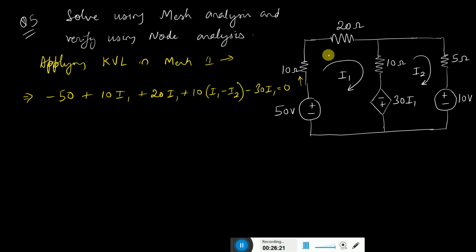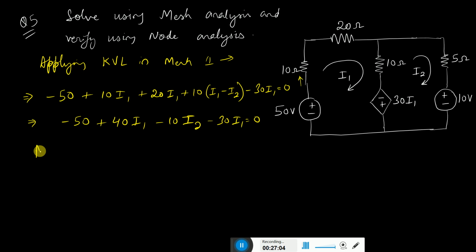Nowadays you can simply rewrite this without adding like this. You can write minus 50, because the minus is encountered first, then you move on: 10, 20, 10, how much is it? 20, 30, 40. So simply write 40 I1, and this 10 is shared with another mesh, so it is the opposite current, because you are choosing clockwise in both. So this is minus 10 I2, and minus 30 I1 is equal to 0. This is a quicker way of solving the mesh equation.